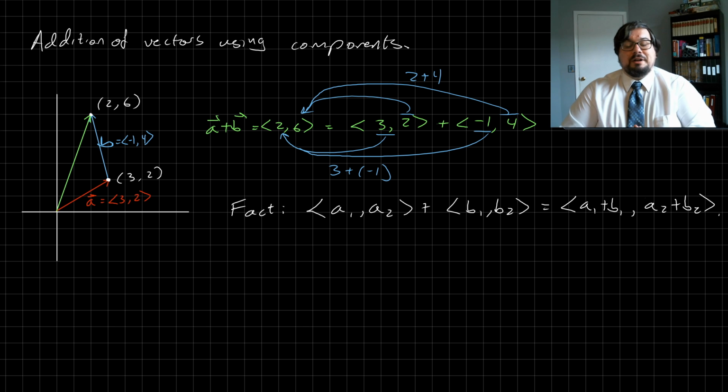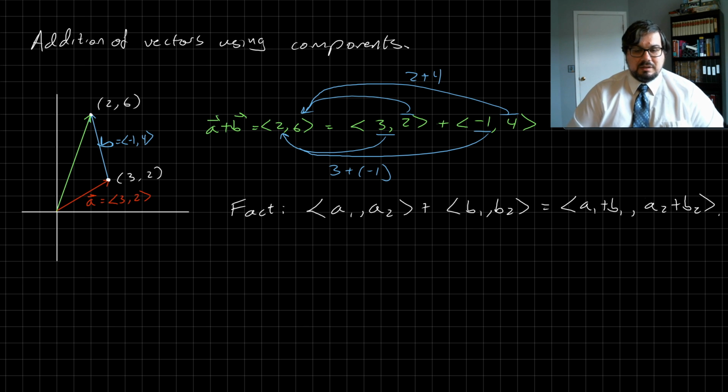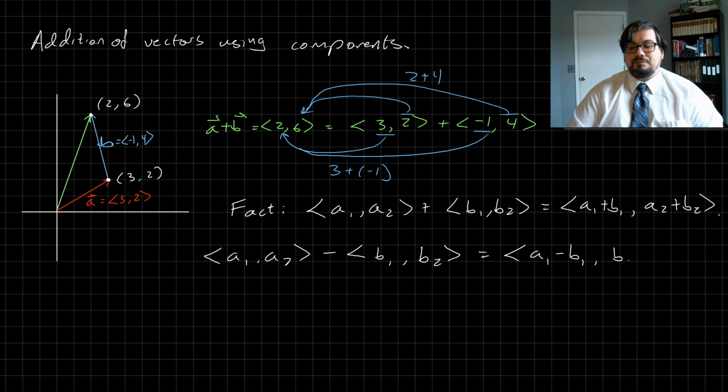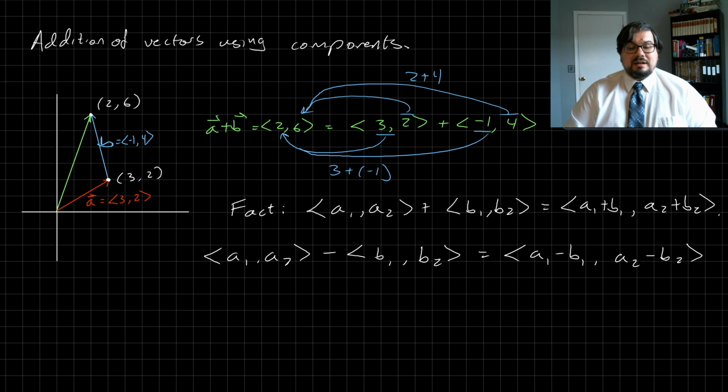And this shows one of the ways in which using components for vectors is very easy. Adding vectors is very, very easy when you have their components. Similarly, if we want to subtract two vectors in their component forms, we simply subtract them component-wise. So the vector a1, a2 minus b1, b2 is the vector a1 minus b1 and a2 minus b2.